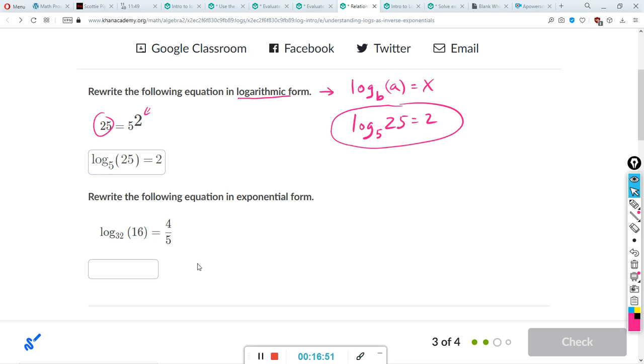And now we're just going to work backwards on the bottom one. Exponential form, that's going to be b to the x equals a, right? Because b is the base, x is the exponent. What's the base here? The base is 32. The exponent is the one on the right hand side of the equal sign. That's 4/5. So it's going to be 32 to the 4/5, and that's going to equal a, the part in the parentheses.